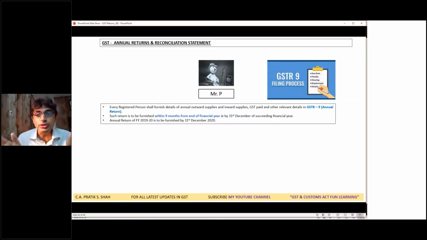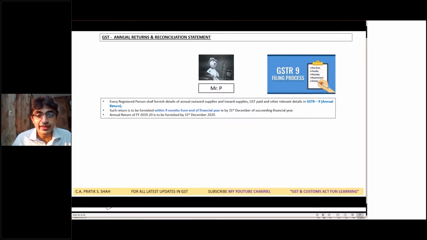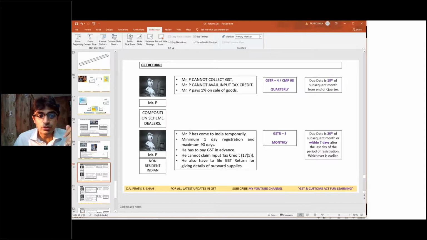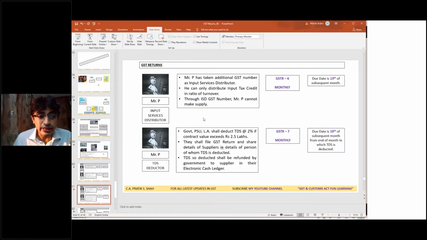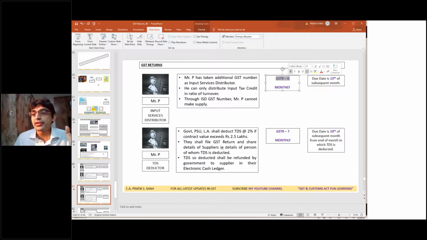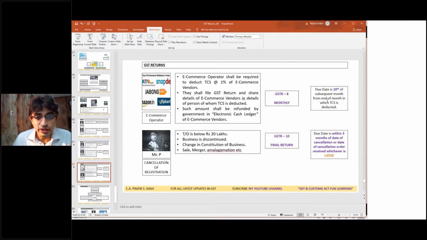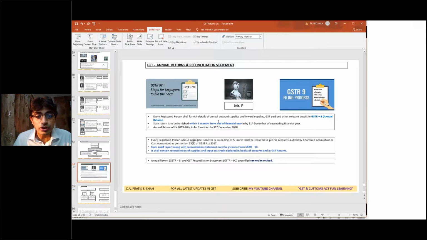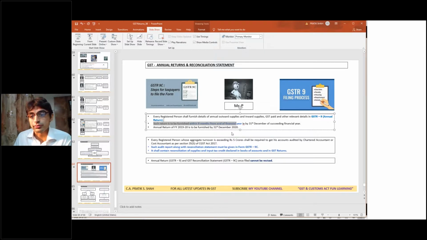Do you remember 1, 2, 3, 4? 4, 5, 6. With the notes, obviously, I will share it with you. For the composition scheme, GSTR 4. For NRI, GSTR 5. For input service distributor, GSTR 6. TDS deductor, GSTR 7. TCS deductor, GSTR 8. When you cancel your number, cancellation final return. And now one annual return you need to file 9 months from the end of the financial year.